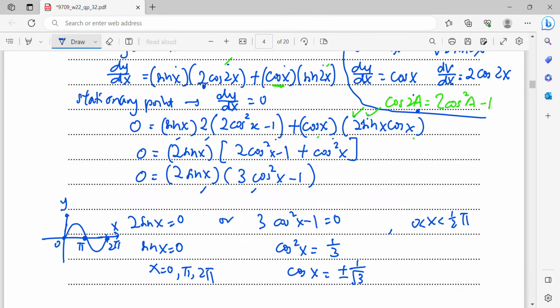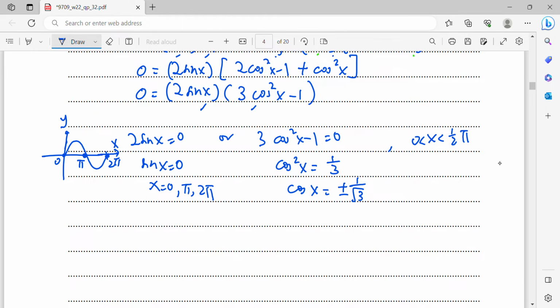But then now, when you check the interval, so now your x is between 0 and pi over 2. So that means for the first solution, your x equals 0 cannot be accepted because there's no equal sign. The 2 pi cannot be accepted. Pi also cannot be accepted. Means that all this must be ignored. Right? So from here, all this omitted.